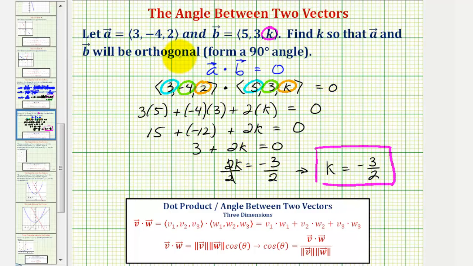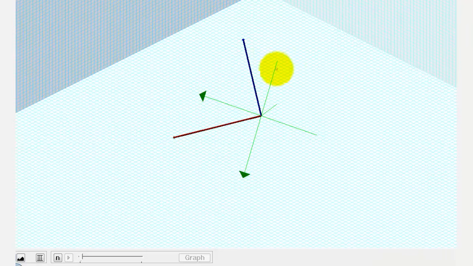would be orthogonal. Let's verify this by looking at the graph of vector A and B in space when k is equal to negative 3 halves. Here are the two vectors, and notice how in this position we can see that the two vectors are orthogonal or perpendicular because the angle between the two vectors equals 90 degrees or pi over 2 radians. But notice, if you look at this at a different angle, it's not quite as obvious.